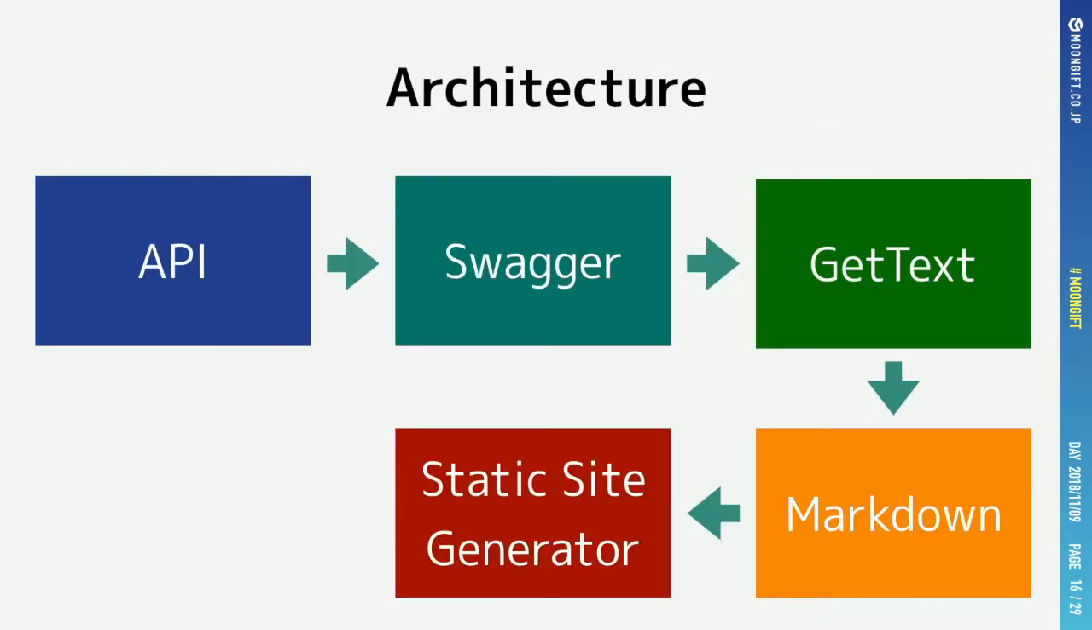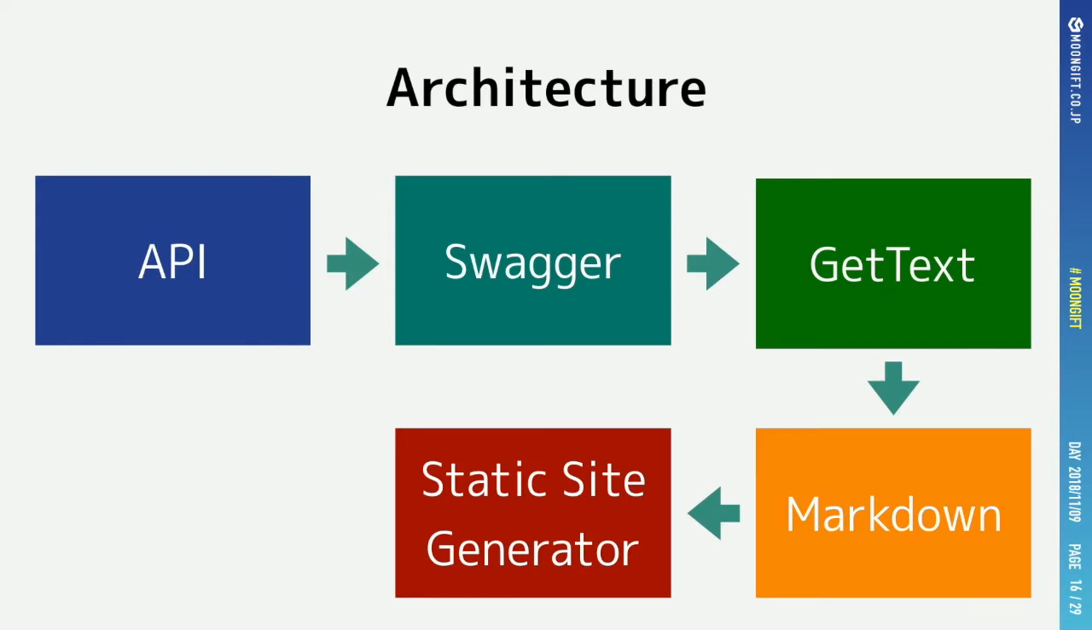So this is the architecture in my project case. The original system already has an API, and I make a swagger document from the real APIs. I know currently we should use OpenAPI Spec, not swagger, but my project was last year, so there was no OpenAPI Spec standard at that time. After generating the swagger document, I generate a markdown document from the swagger document.